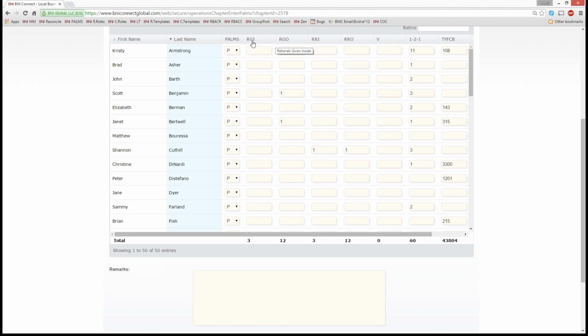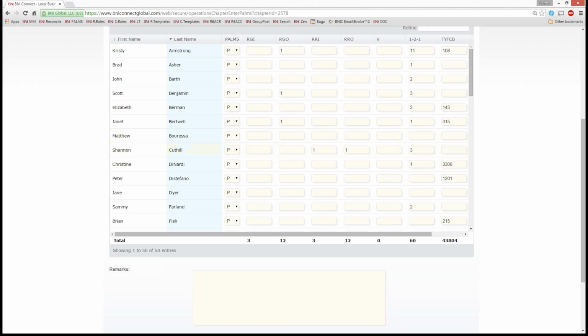So an inside referral is when two members do business with each other. So if I needed my lawn landscaped, I would refer myself to Shannon Cuthill in the chapter, and he would come and mow my lawn and take care of my stuff. That would be an inside referral.